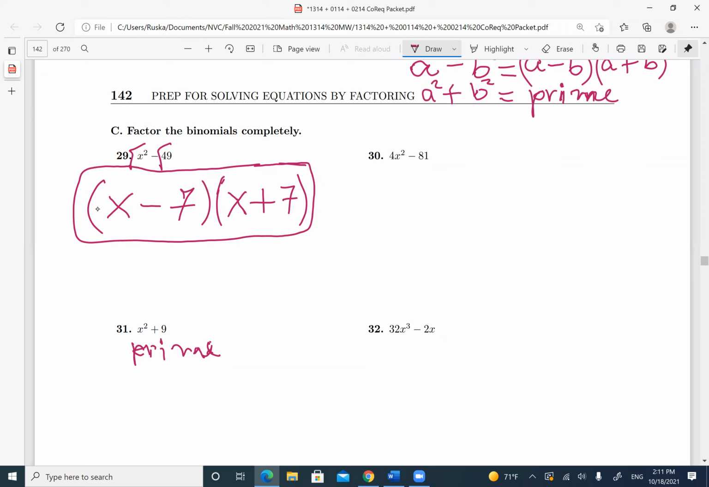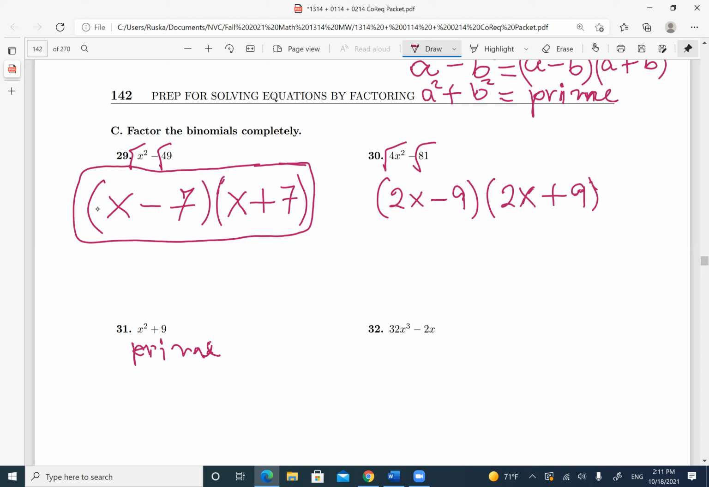Okay, the next one, 30. If you want to factor 4x squared minus 81, it's a minus in the middle. I can just take the square root of each. The square root of 4x squared is 2x, minus the square root of 81, which is 9. And you do the same with plus, 2x plus 9, like that. Okay? And that's my answer.